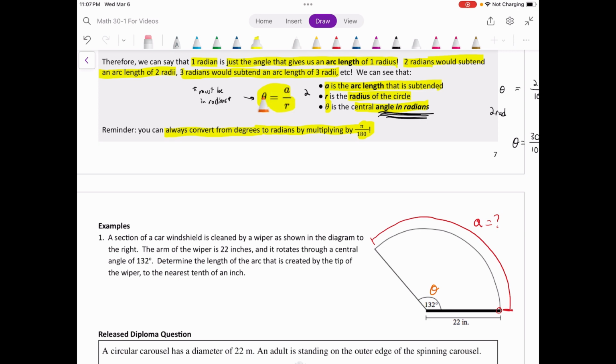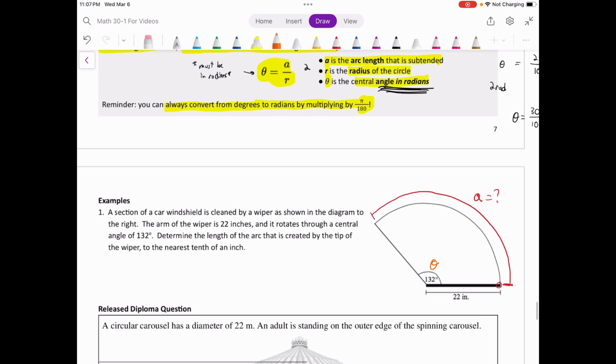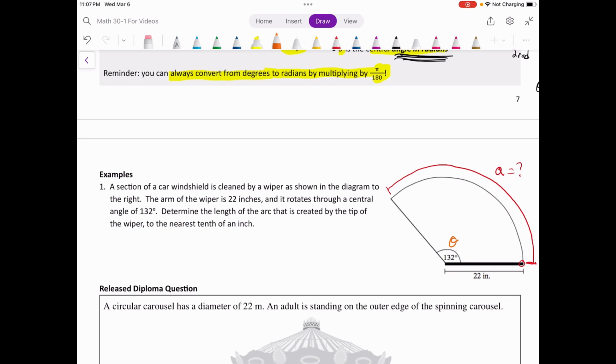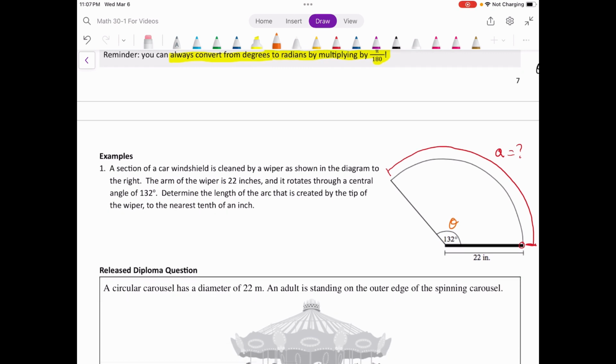It makes no sense if we're not using our angle in radians. That's not how degrees are set up, right? Degrees aren't based on arc lengths being subtended. Okay, so let's just make sure we don't forget to convert our 132 degrees into radians. Well, there are pi radians in every 180 degrees.